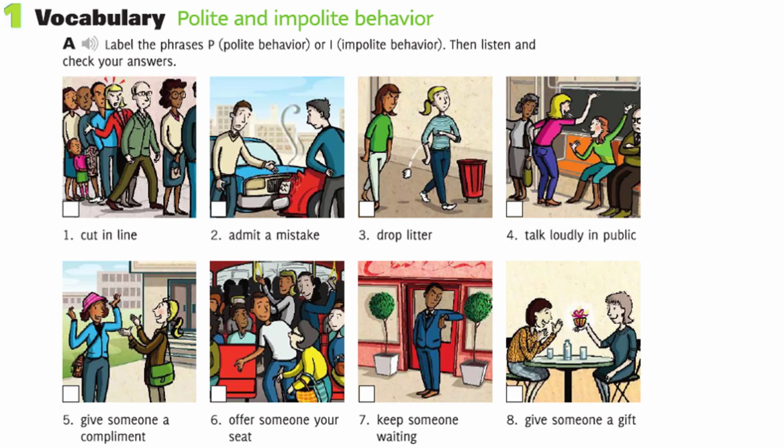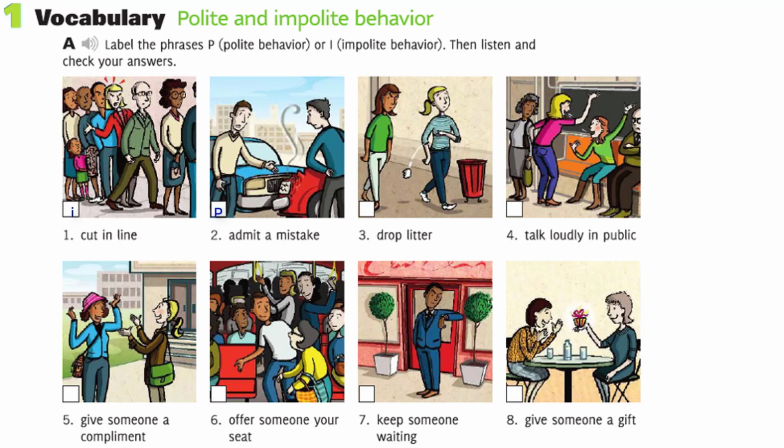So here we have vocabulary, polite and impolite behavior. Now we can see the pictures right here, and we're going to label each picture with either a P or an I. The P stands for polite behavior, and the I stands for impolite behavior. So we're going to analyze the pictures, right? And the first picture, number 1, says cut in line. You see the woman getting agitated at the person in front of her, who happens to be the person who just cut in line. So is this polite behavior or impolite behavior? This is I, impolite behavior.